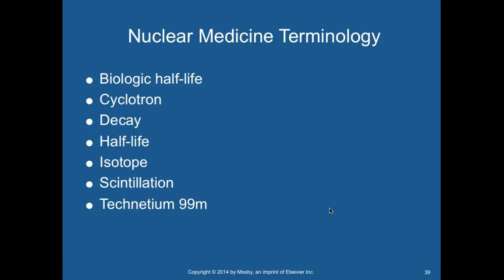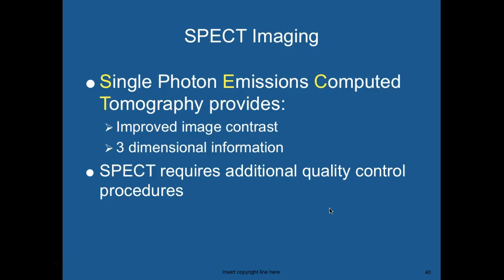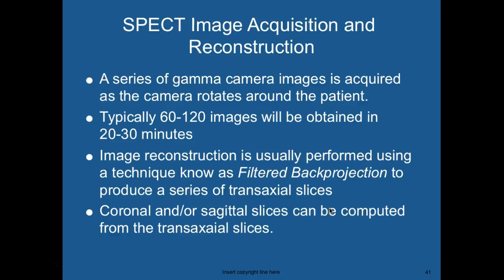So, the terminology, we have biologic half-life, cyclotron, decay, we have just half-life, isotope, scintillation, and technetium-99. So with SPECT, we have single photon emission computed tomography. So it provides improved imaging contrast, three-dimensional information, and SPECT requires additional quality control procedures compared to just normal PET imaging.